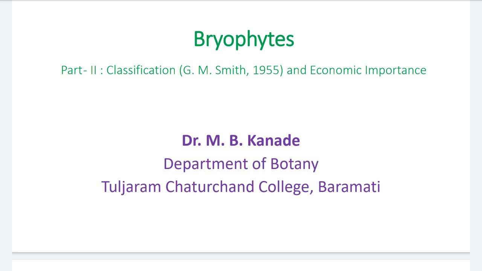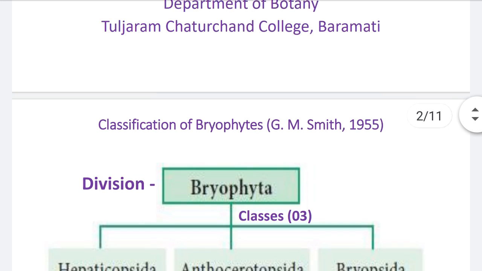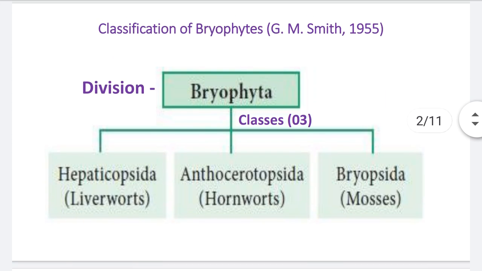Our today's lecture is based on Bryophytes classification proposed by G.M. Smith in 1955 and economic importance. This is the flowchart of classification of Bryophytes proposed by G.M. Smith in 1955. He put all bryophytes under the division Bryophyta.